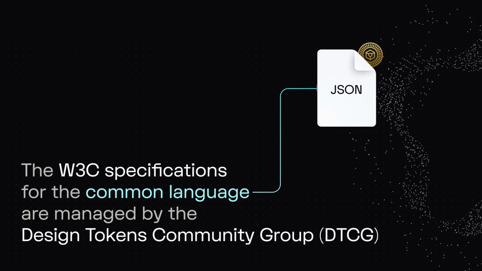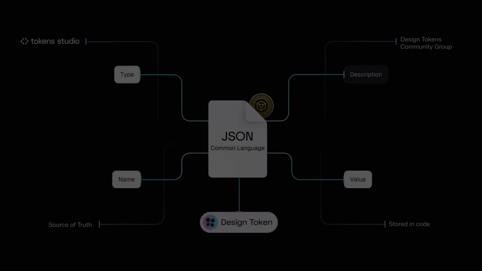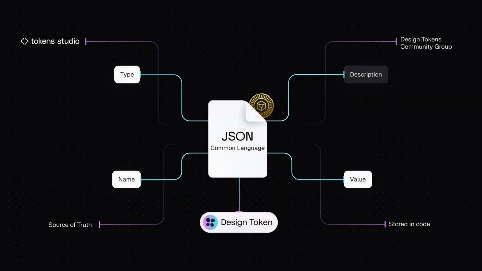And they host that specification on the WC3 website and platform for the standard. So if you ever hear us talking about the spec or WC3, we're talking about this idea of what is like an official token type or what is the official spec on the token. The spec says that a token is a name, the type, the value, and the description. And it lives in a JSON file in code, and it becomes a source of truth that can be shared between these different tools, technologies, and platforms.